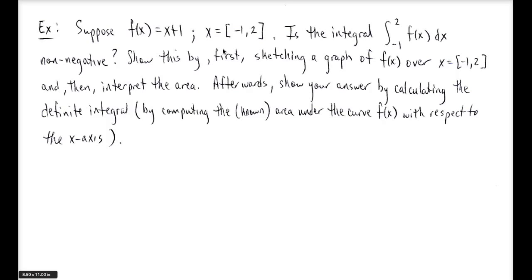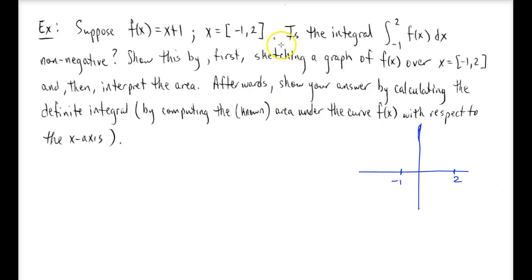So we want to show this by sketching a graph first, and then interpret what the area is. And then after that, we want to show the answer by calculating the definite integral by computing the known area under the curve. Okay. So let's go ahead and sketch a graph of x plus 1 from -1 to 2 here.